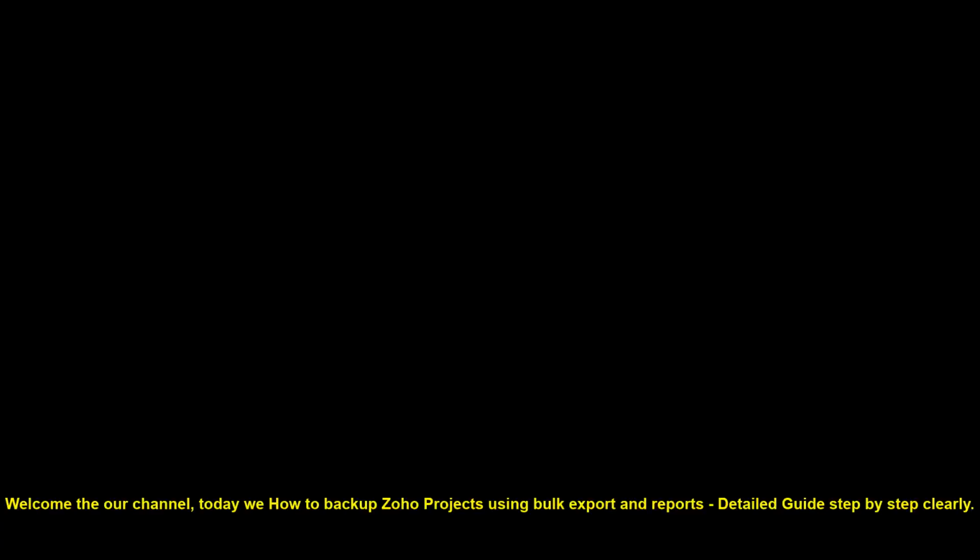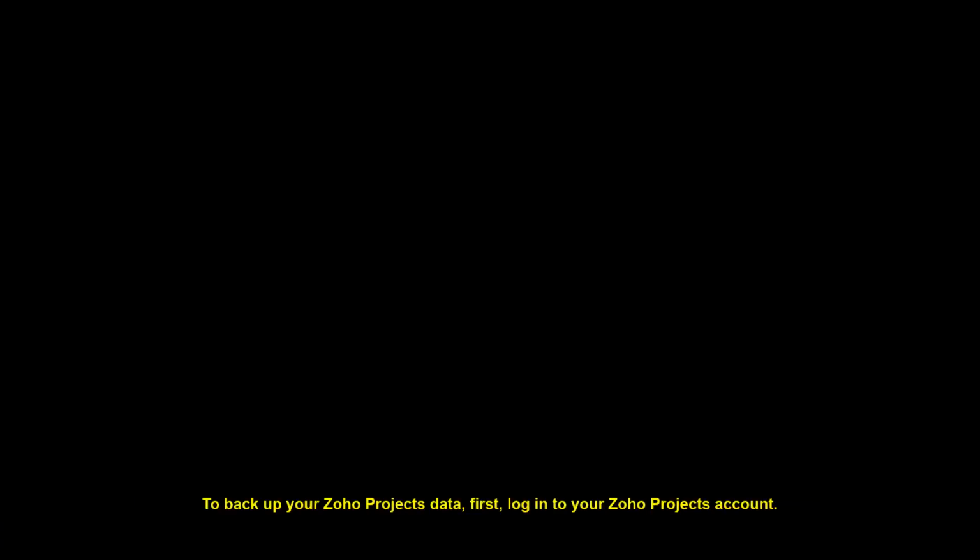Today we will show you how to backup Zoho projects using bulk export and reports, a detailed guide step by step clearly. To backup your Zoho projects data, first, log into your Zoho projects account. Once logged in, navigate to the project you wish to backup. Locate the Reports section in the left sidebar. Click on the Reports tab to open the reporting features.